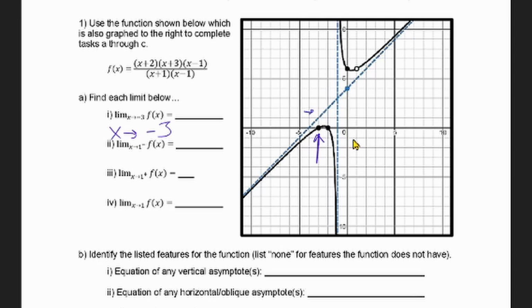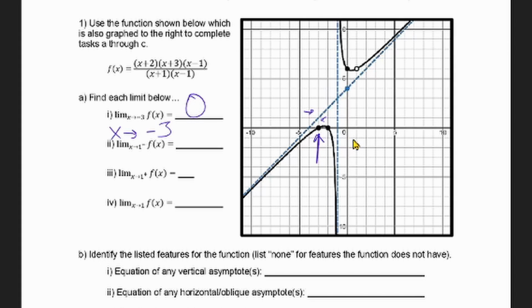The y values are getting bigger until they approach 0, and on the right side we have a little bump here, but they are going to also be approaching 0. So again, the limit from the left equals the limit from the right, so this would be 0.